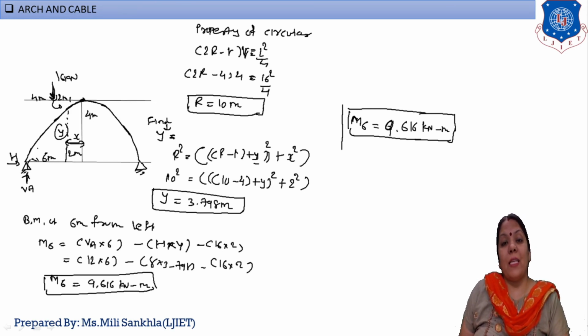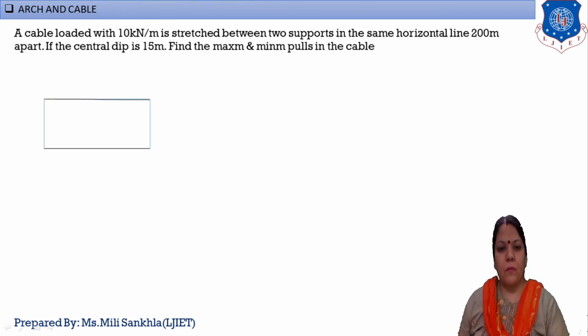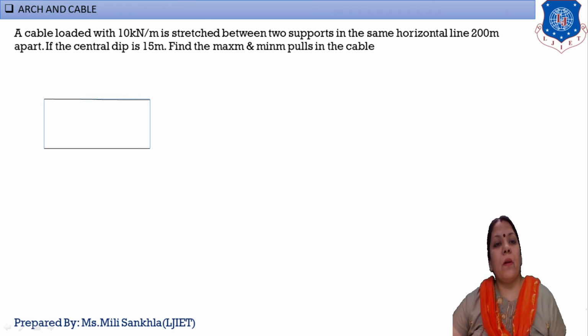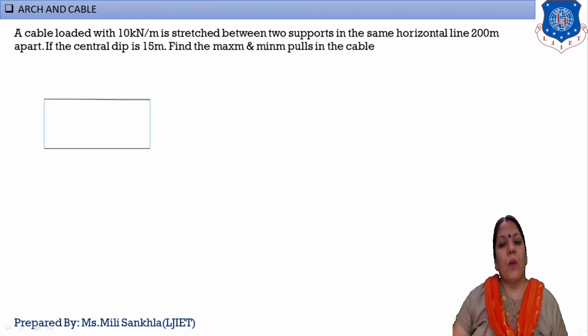Now we solve the example of cable. Okay, so for that we refer to our given data. Now we solve our next example of cable, and before starting this example, again we read the given data properly. Which values are given and which values we have to find out. First of all, a cable loaded with 10 kilonewton per meter is stretched between two supports.